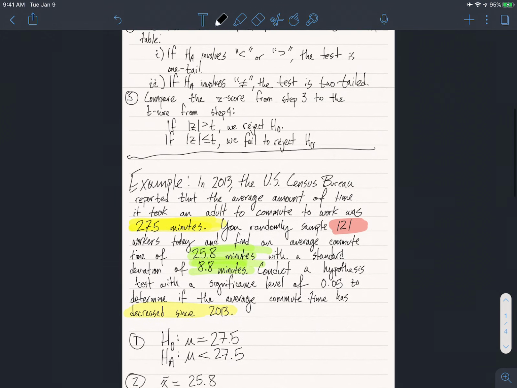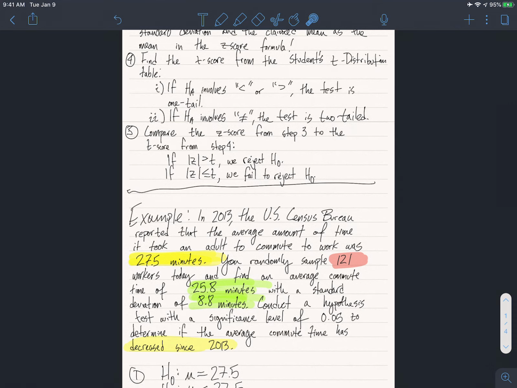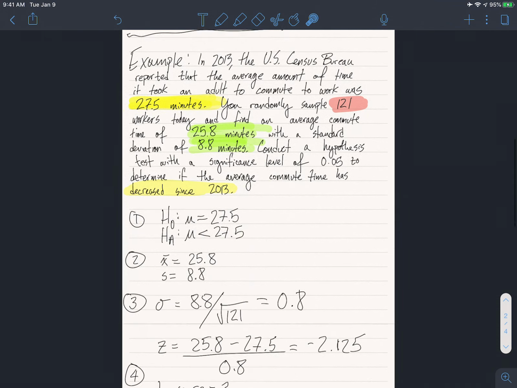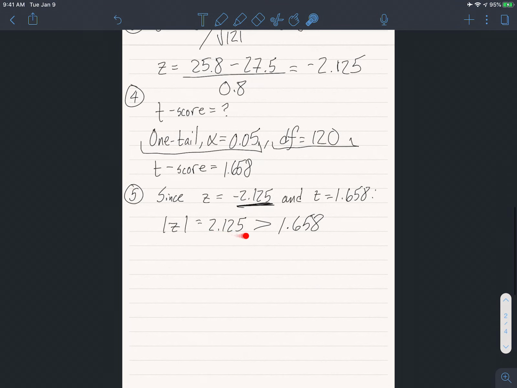And what did it say to do when our z-score was big? Well, big z-scores are just like small probabilities. They don't happen unless something is a little wacky. And the only thing that's wacky is we assume the claim is true until proven otherwise. So we reject H0. So since our z-score is bigger than our t-score, we reject the null hypothesis.